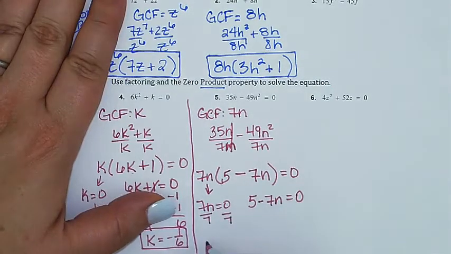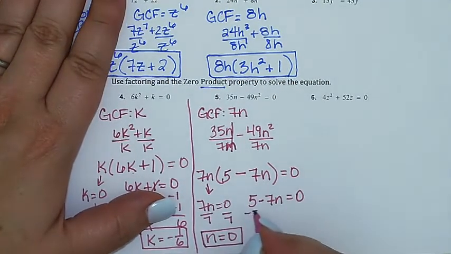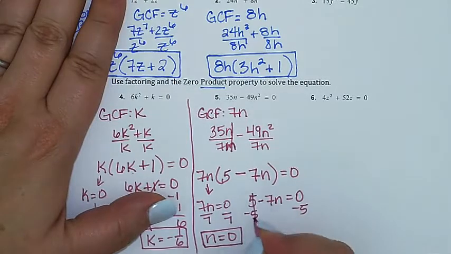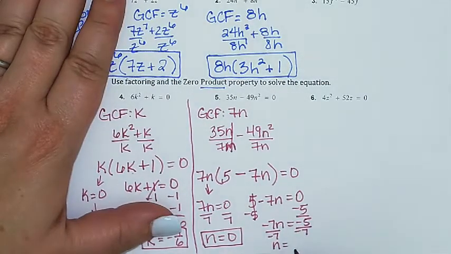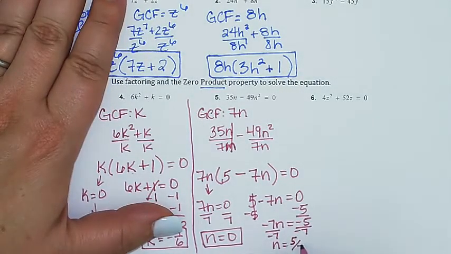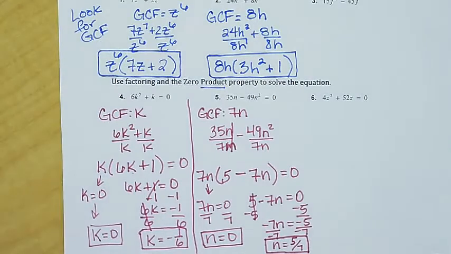So divide by 7. 0 divided by anything is still 0. So there's one solution. And for this one, I'm going to move the 5. We get negative 7n is negative 5. And then we divide by negative 7. So n would then be equal to, a negative divided by negative is a positive, and I'm just going to leave this as 5 over 7 because that does not divide evenly. And decimals are lame. So there you go. No, they're not, but fractions are easier. So 5 over 7. So there's our two solutions.